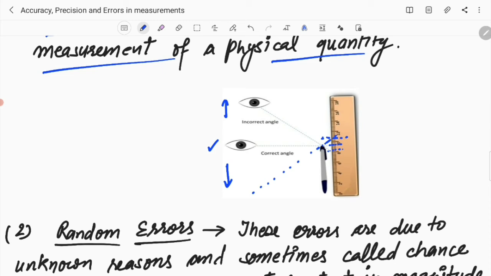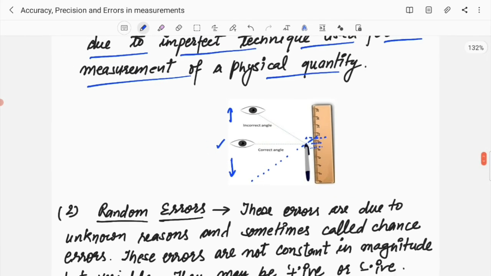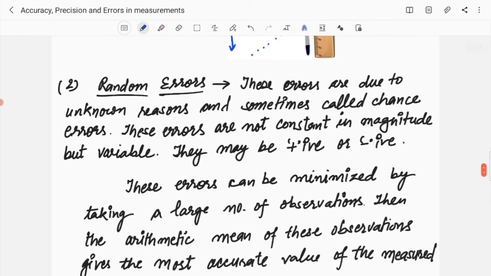So if we are making this type of mistake while measuring things, then these are known as imperfect techniques of measurement, and because of these we can get errors in our results. The second one is random error. Whatever types we have read so far, that was all systematic error. Now come to the next one, random errors.